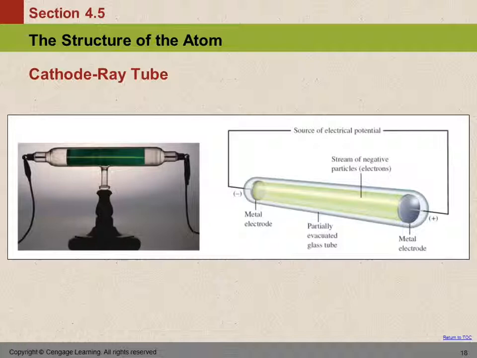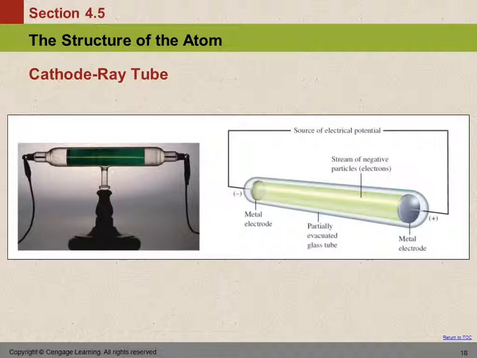So this is a cathode ray tube. It's in some ways pretty similar to a neon light. So you have a glass tube with a gas inside of it. And here's the illustration, the diagram. So this is partially evacuated, but has a gas in here. And then there's a metal electrode at one end and a metal electrode at the other end, and you apply a voltage across this. So you run current through it.